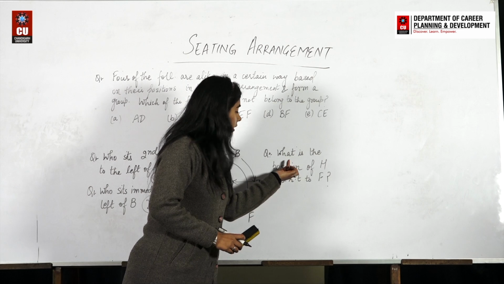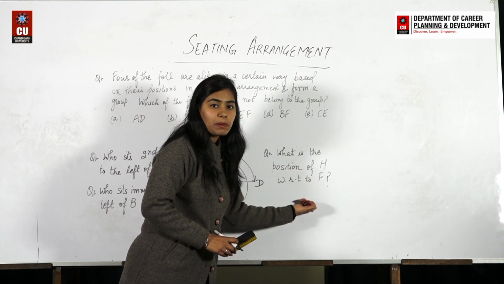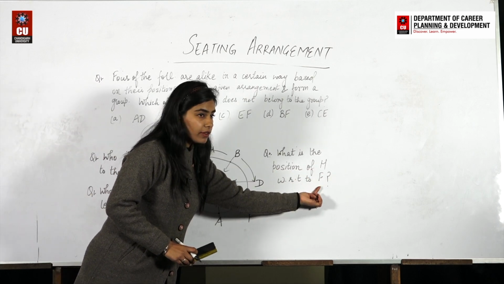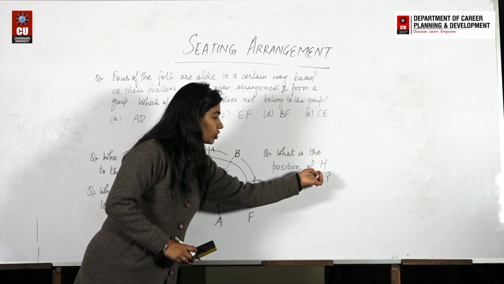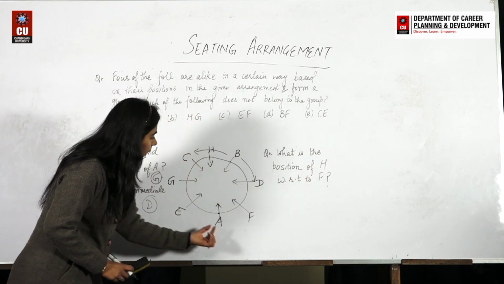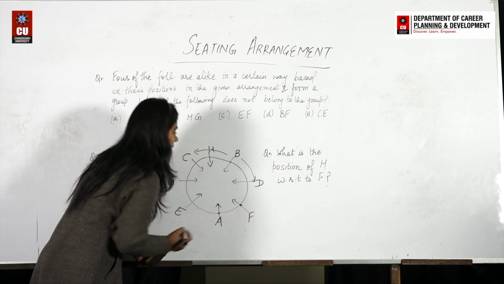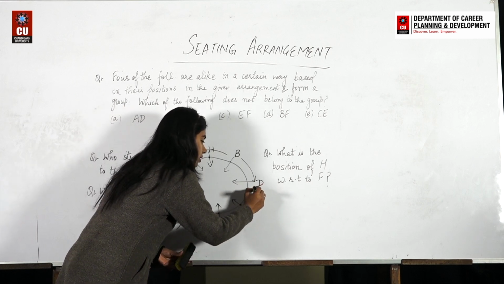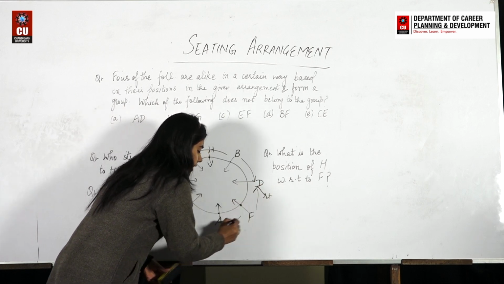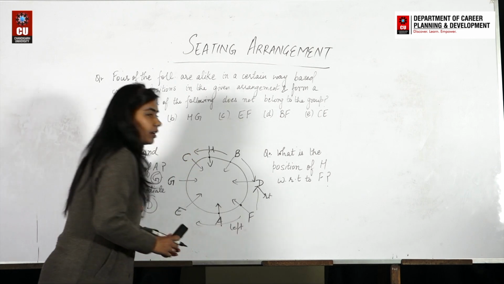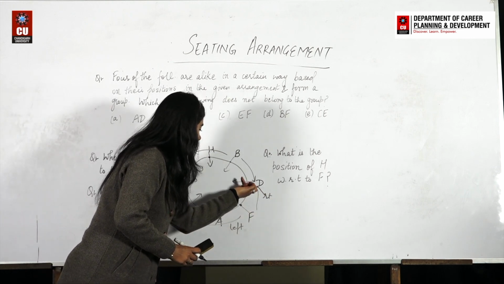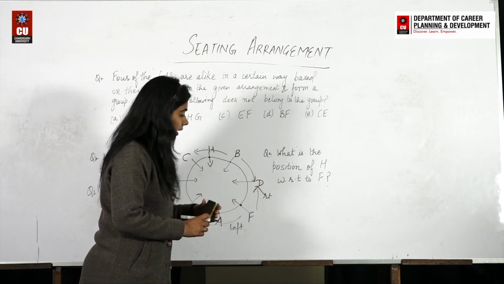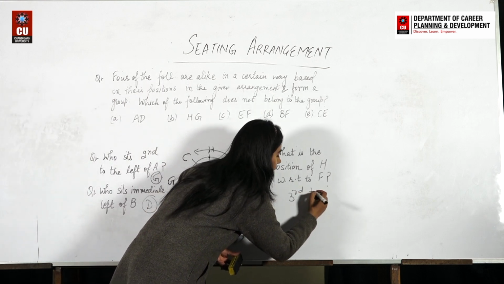Now the third question, what is the position of H with respect to F? With respect to F, the position of H we have to find. F is here and H is here. Now the right side of H, F is this side and left is this side. When we see from the right side, H is third to the right of F.